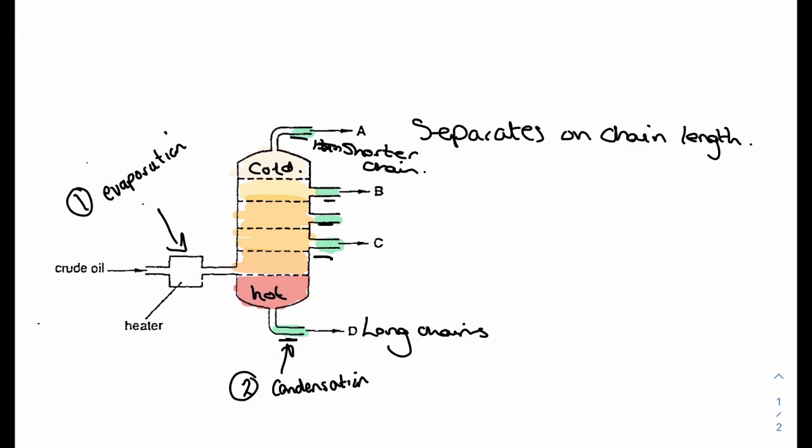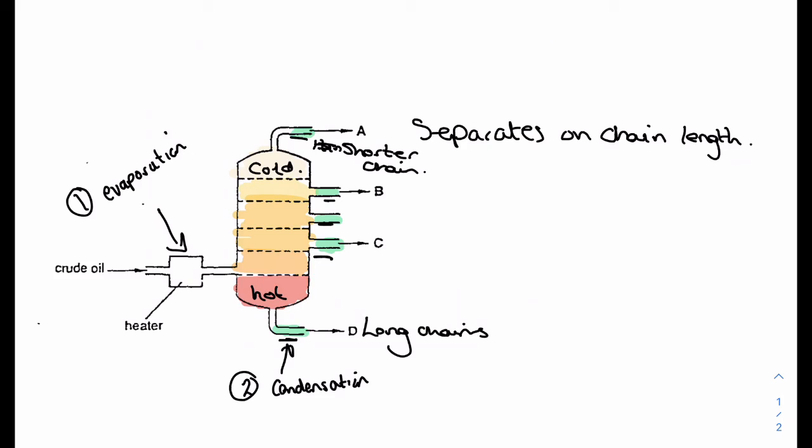So I'm going to go through the process one more time in full. So we start off with the crude oil. Goes into the heater and heats right up. So it's really, really warm, and it eventually evaporates. So that liquid becomes a gas. That gas goes into our big container and it moves all the way around, and it separates because there's a hot bottom and a cold top. The longer chains leave at the bottom, the shorter chains leave further up the column.